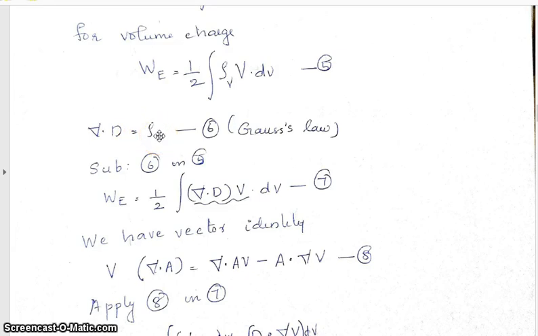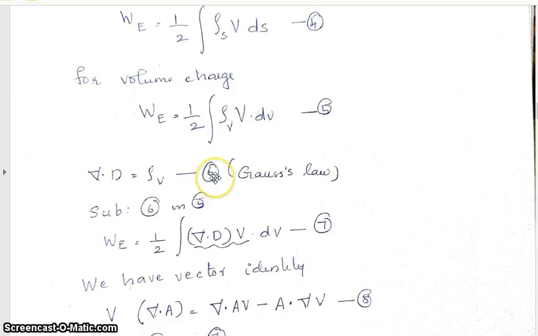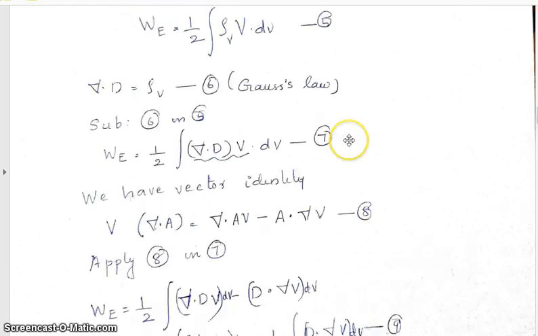This is one form of Gauss law. So now what I am going to do is substitute this 6 in 5. So I can write W_E is equal to half integral, in place of rho V I am writing del dot D. Del is your gradient operator, so del dot D will give the divergence. Then this V as such, V into dV. That is equation number 7.